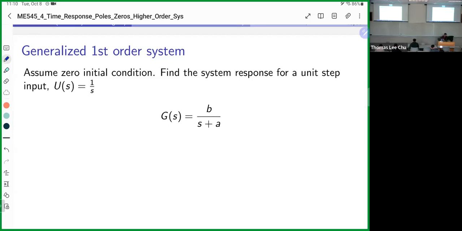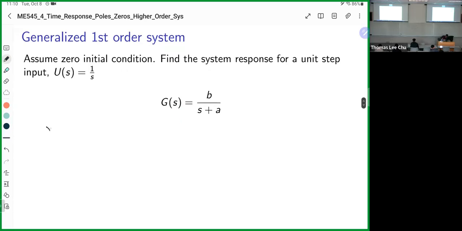The reason I'll derive that later is because I actually have this derivation for a generalized unit step input. So let's say this is G of S, and we have a unit step input of U of S. Then our output Y of S over our input U of S is equal to B over S plus A, so Y of S is B over S plus A multiplied by 1 over S.